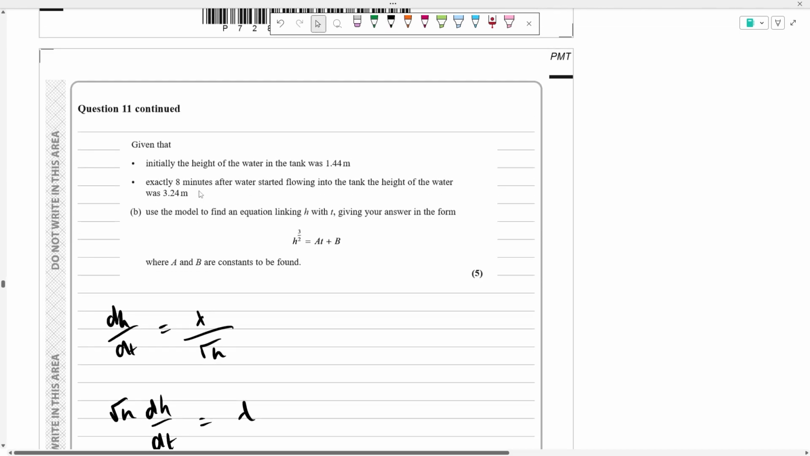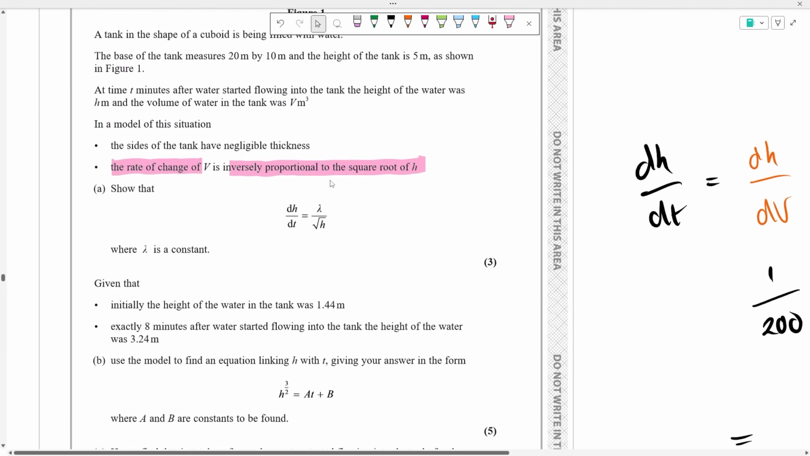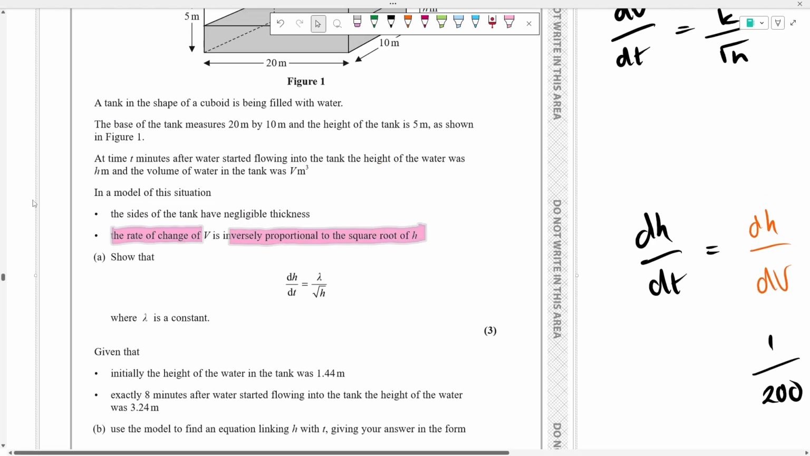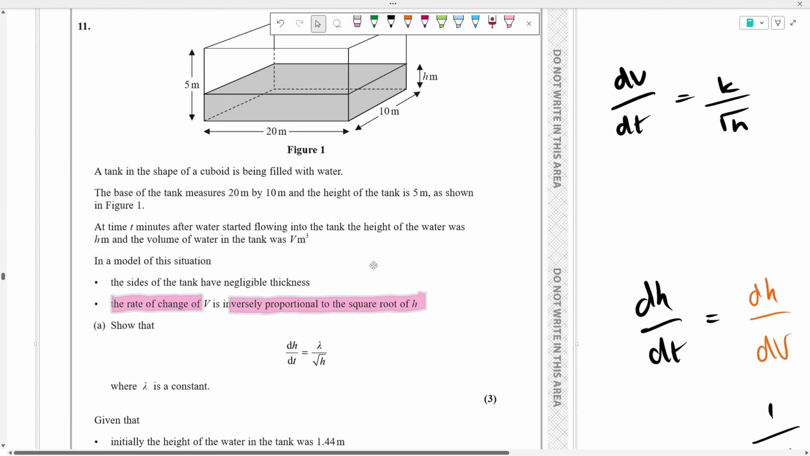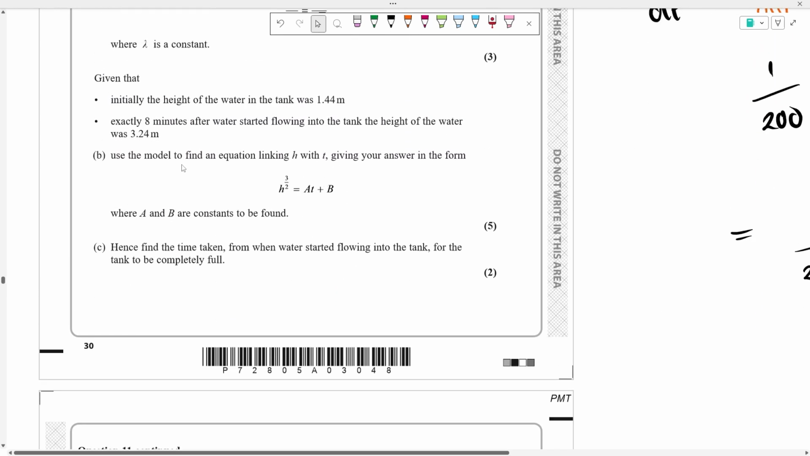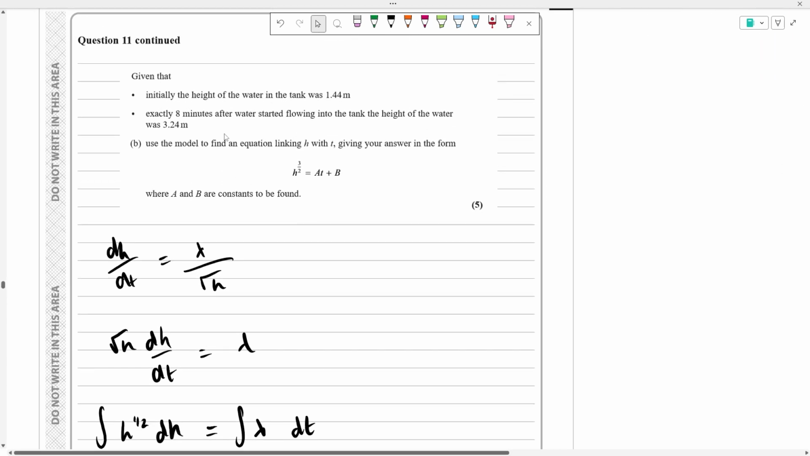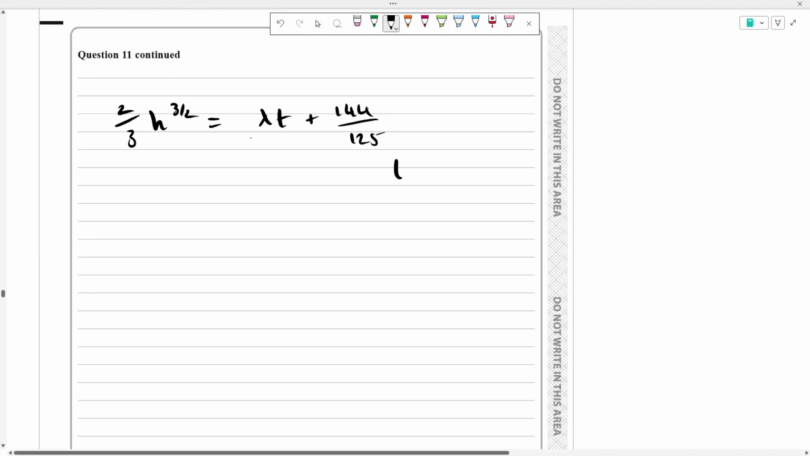And now we can use this part here. When t is equal to 8, our height of the water is 3.24. What I'm going to check is our time, just in case it's not in seconds. I believe it is minutes. Yeah, at time t minutes. Okay, cool. So when t is 8, our height is 3.24. Then we can start to work out lambda. So we end up with 2/3 times 3.24 to the power of 3/2 is equal to 8 lambda plus 144 over 125.